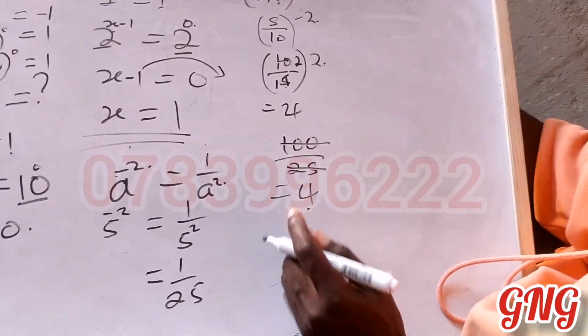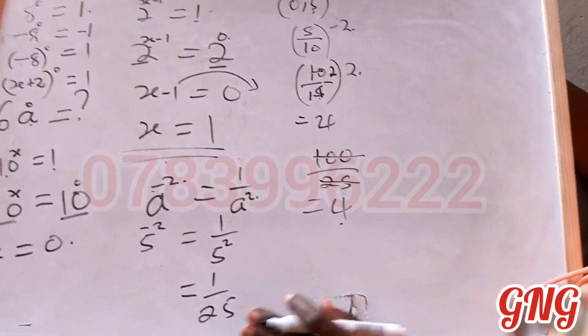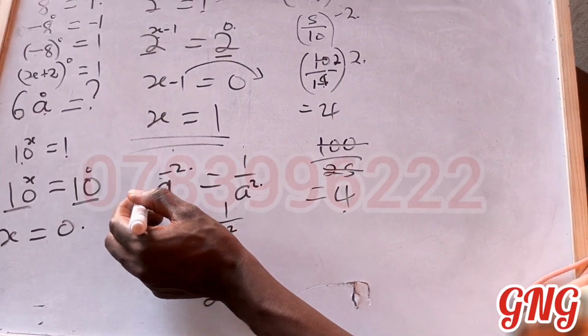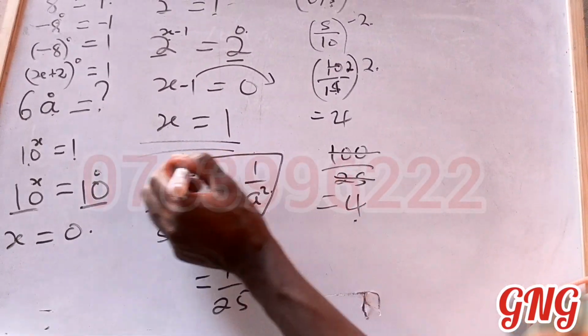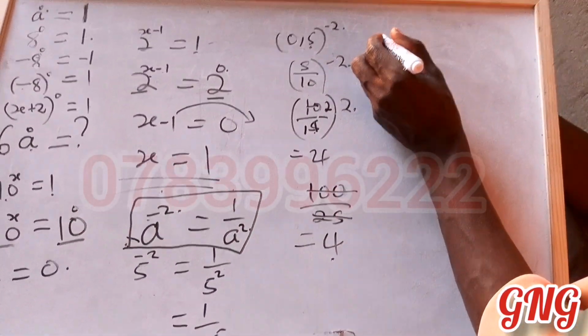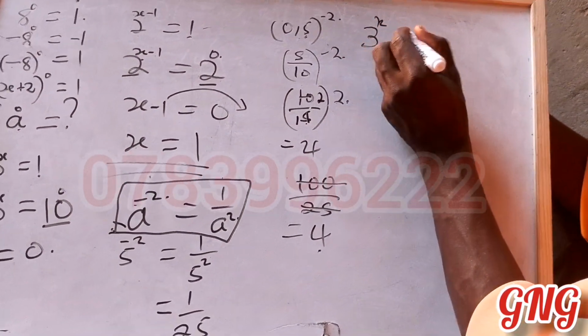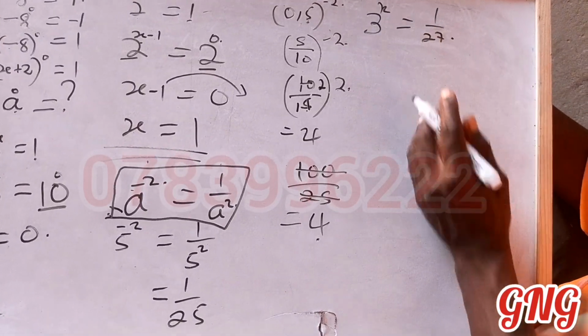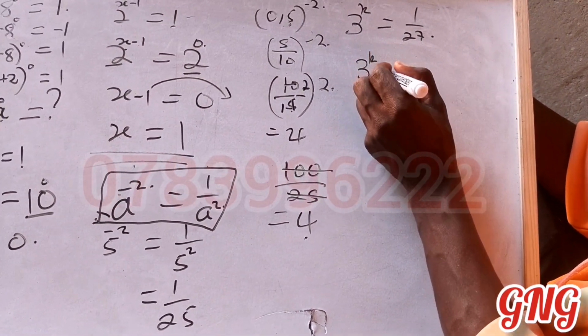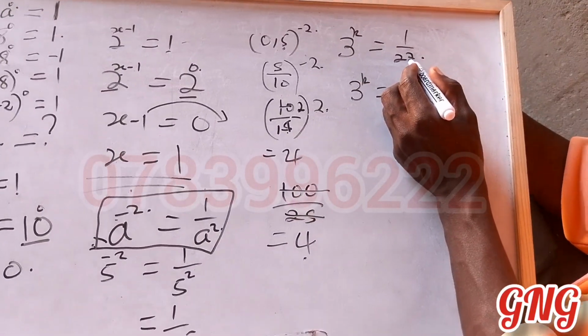This will give you the same answer. So sometimes they give equations following this law. They may give you an equation, they may say 3^k is equal to 1 over 27. So find the value of k.